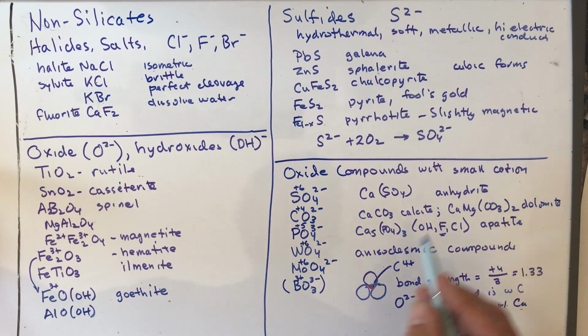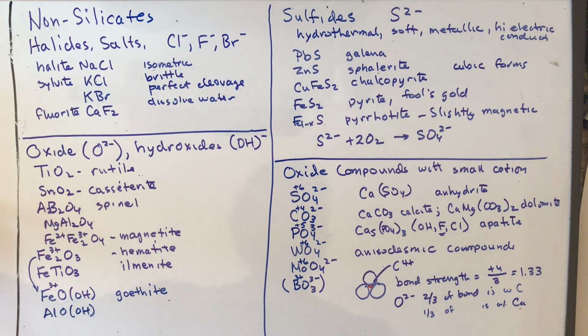So we write those groups as a CO3 group because it sticks together. And these form these anisodesmic compounds. The compound itself acts as a giant anion, and it's stable together. Okay? Thanks.